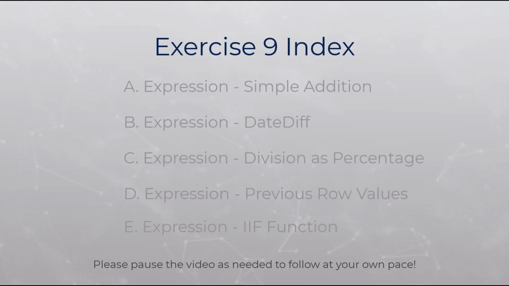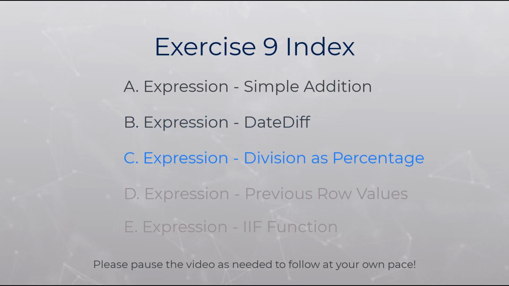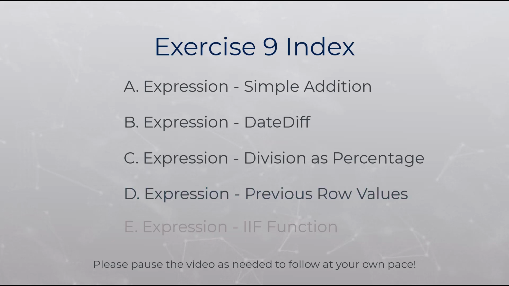Exercise 9 has 5 parts, A to E, with each part demonstrating query builder expressions. In part A we show a simple addition of outputs. Part B shows the DateDiff expression. Part C, we do a division and output as a percentage. Part D, previous row output values are shown. And Part E, we show an if expression with conditional coloring.